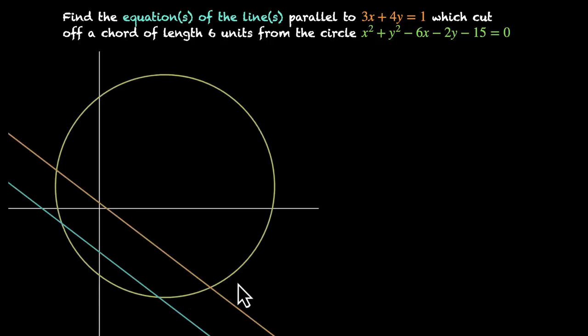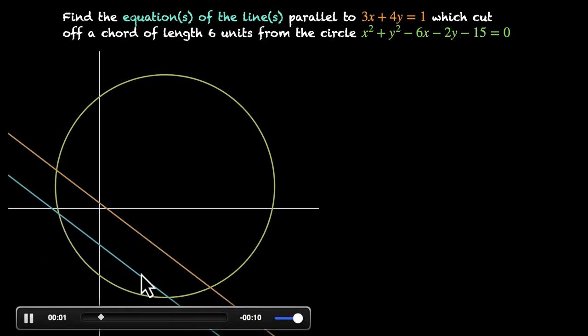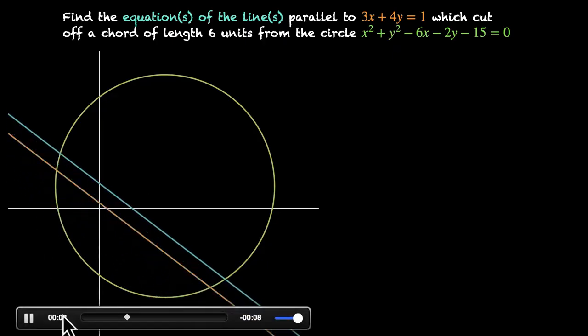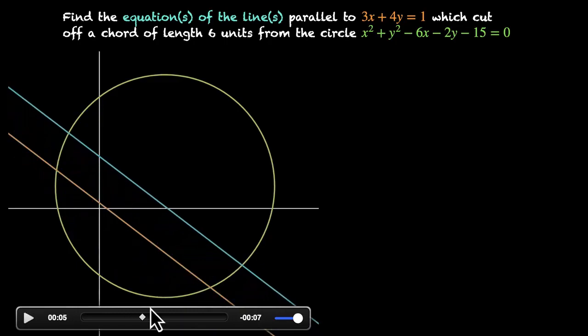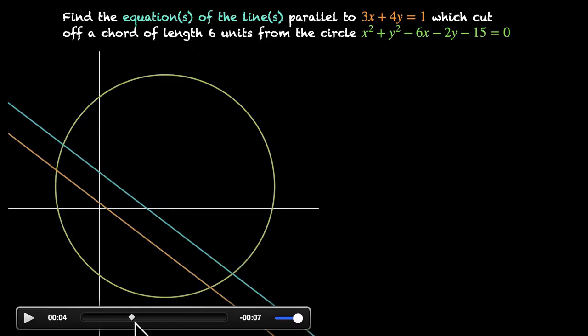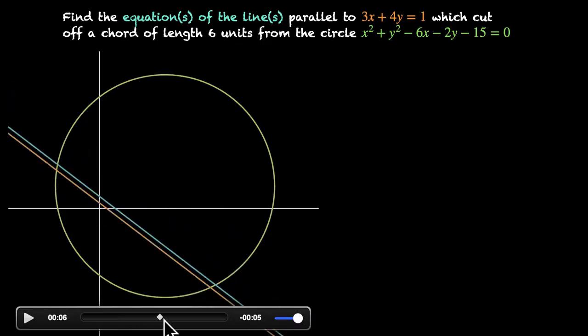Okay. Now this is our circle and this is our given line 3x plus 4y equals 1. Now if we try drawing parallel lines, this is a parallel line. If you keep drawing parallel lines, at some point this parallel line will cut off an intercept of 6 units, or a chord of length 6 units. What we need is the equation of that line.